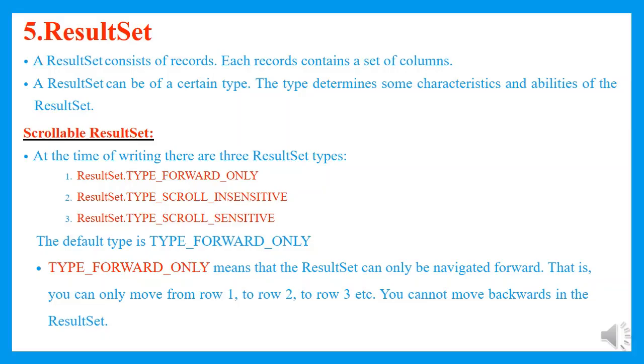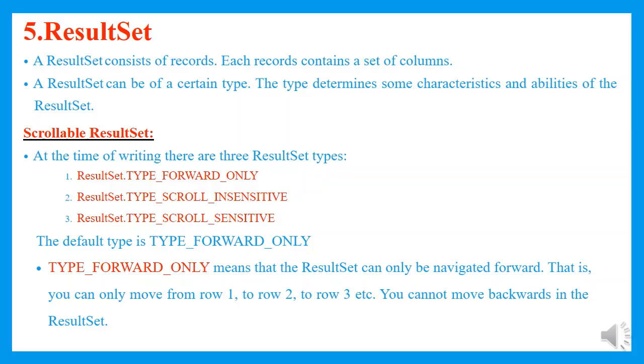Let us see the scrollable ResultSet interface. Scrollable means we can perform operations on the table either in a forward direction, or in a backward direction, or by jumping from one location to another location. This is a scrollable ResultSet interface. In order to perform a scrollable result set on a table, we make use of three different constant fields of the ResultSet interface. These three constant fields can be passed as an argument to the createStatement method.